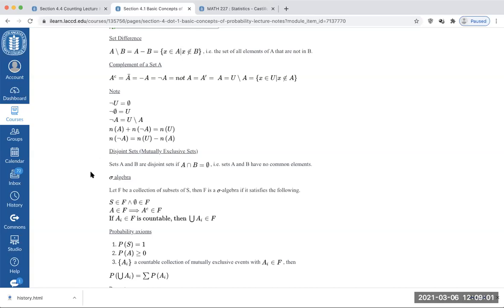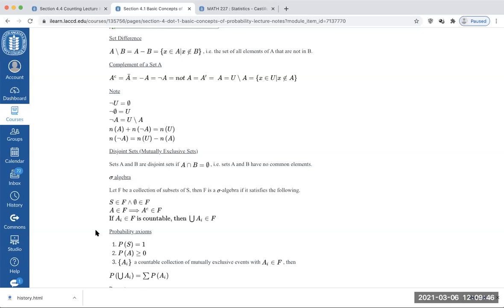A sigma algebra. Let F be a collection of subsets of S, then F is a sigma algebra if S is in this collection F, and if the empty set is in the collection F, and if A is in the collection F, then so is its complement. And if a countable number of A sub i are in the collection F, then the union of these A sub i's is also in F.